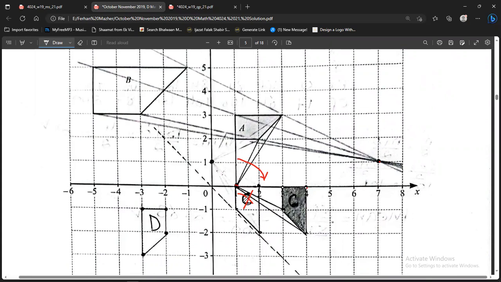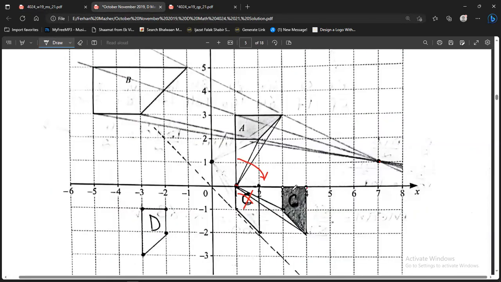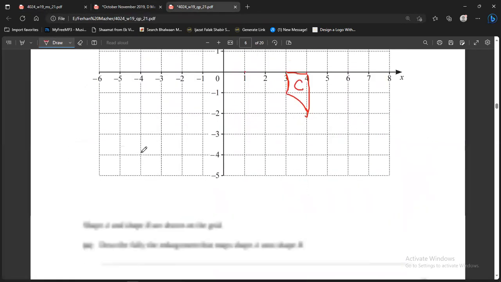You can see I have moved it with the help of a scale. I draw this line, then I mark 90 degrees. I draw this line, I mark 90 degrees. I join this point line, and I draw 90 degrees. So this shape will come here. Clockwise rotation, 90 degrees. You can note its coordinates: (3, 0), (3, -1), (4, 0), (4, -2). That is (3, 0), (4, 0), (4, -2), (3, -1). This is this figure. Hopefully you understand.